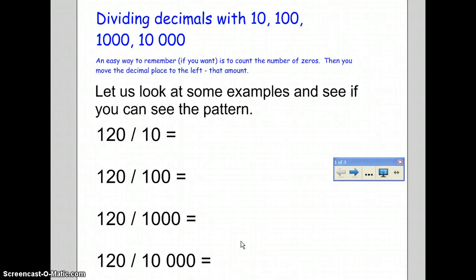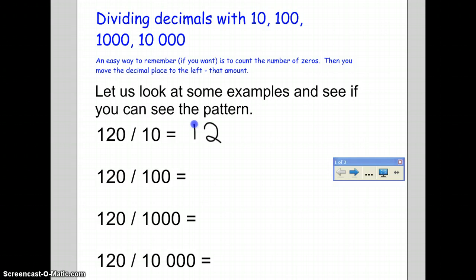Okay, now we're going to divide decimals with 10, 100, 1,000, and 10,000. There's a pattern I'm going to show you, and I want you to take a look as I go through the examples and you're going to see the pattern. So for example, 120 divided by 10. The answer in this is 12.